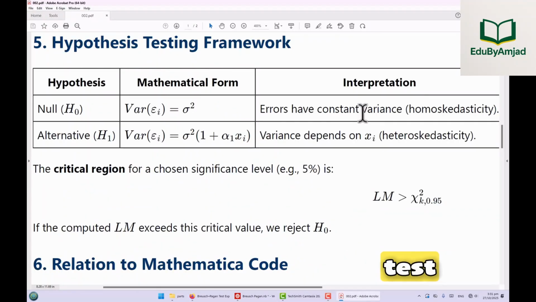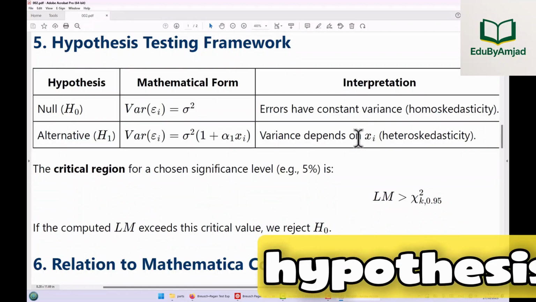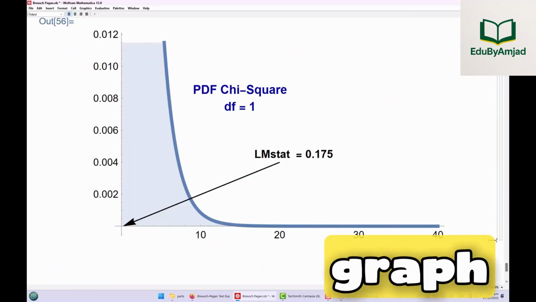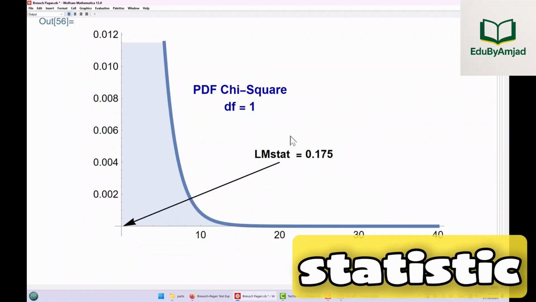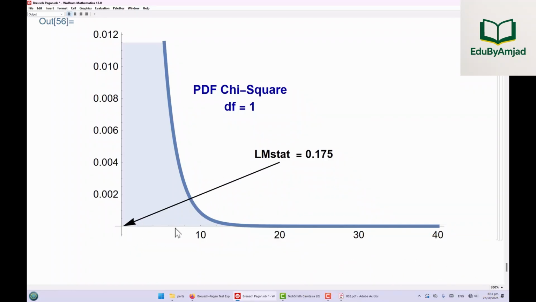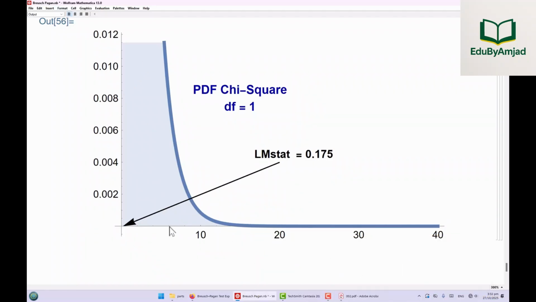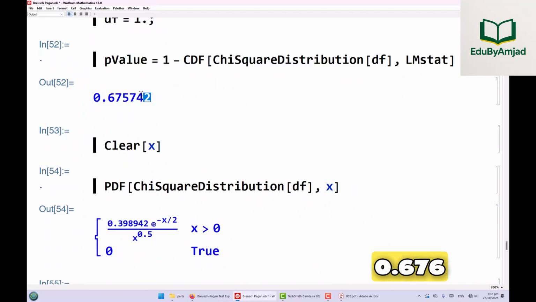According to the Breusch-Pagan test, the null hypothesis states that the residuals, homoresid, have constant variance. We'll now determine whether to reject this hypothesis. Look at the graph of the chi-square distribution. Our calculated test statistic lies well within the left portion of the curve. The area under the curve to the right of this point represents the p-value, which Mathematica calculates as 0.676.